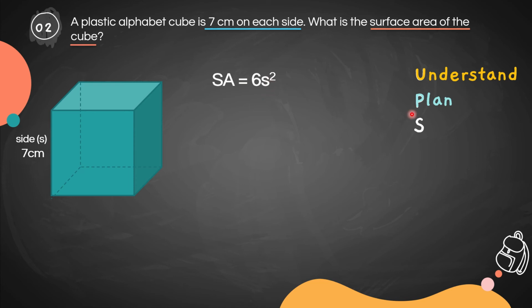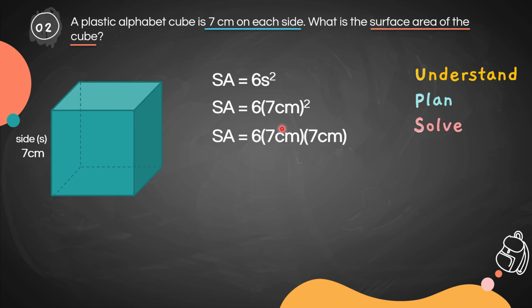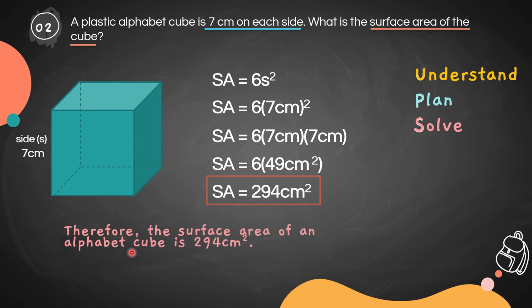And let us now solve. Substitute the measurement of the side in the formula 6s squared. So that would be 6 times 7 centimeters squared. So multiply first 7 by itself 2 times. So that would be 7 centimeters times 7 centimeters. We have 49 square centimeters. And then times 6, we have 294 square centimeters. Therefore, the surface area of the alphabet cube is 294 square centimeters. Okay, so let's have the next example.